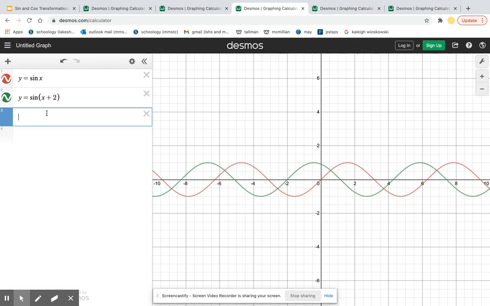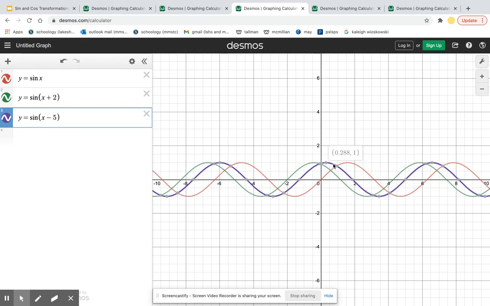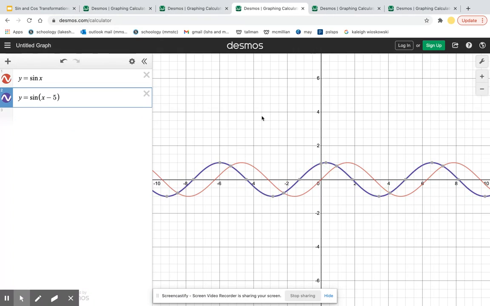So let's say I wanted to go to the right, so positive 5. In this case, it's opposite, so you would actually be subtracting 5. And as you can see, this purple one is moved from here all the way here. Let's delete this. So it has moved all the way from here to here. So it has moved left or right 5. So when you're doing the horizontal phase shift, you want to make sure it is in the parentheses, not outside of the parentheses like the vertical one was.